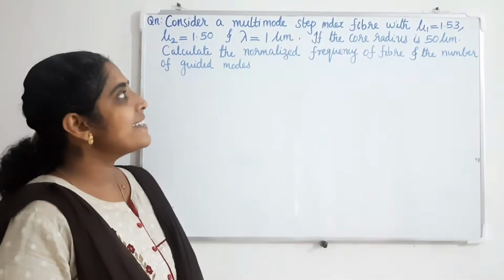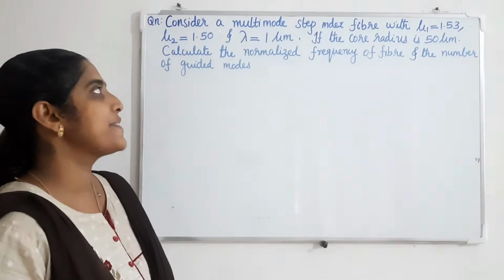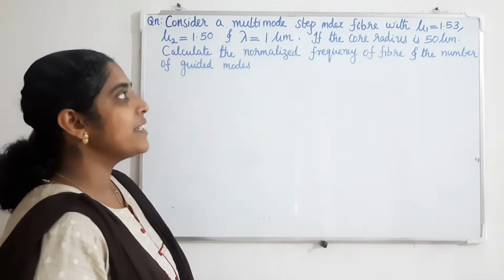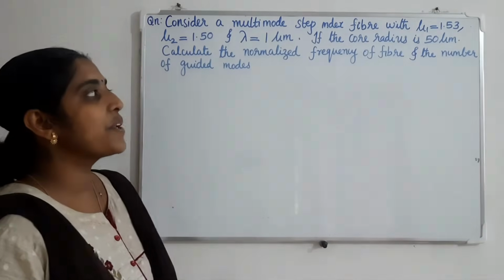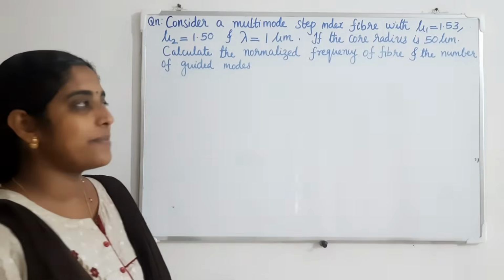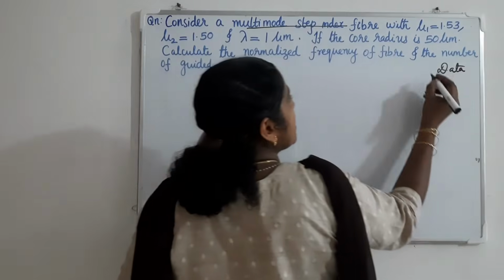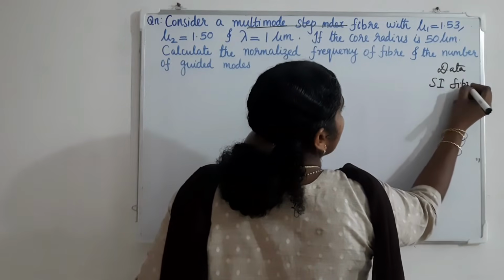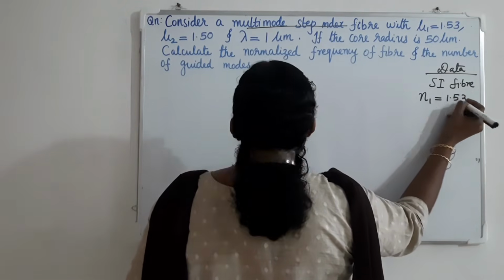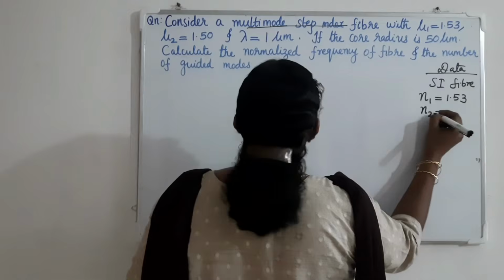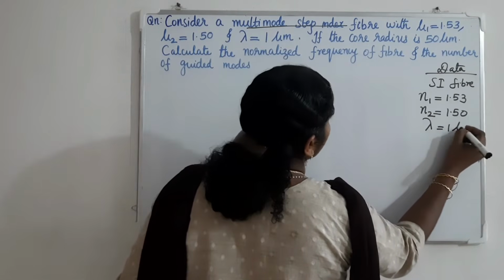Next question. Consider a multimode step index fiber with mu1 equal to 1.53 and mu2 equal to 1.50 and lambda equal to 1 micrometer. If the core radius is 50 micrometer, calculate the normalized frequency of fiber and the number of guided modes. Consider a multi-mode step index fiber, that is SI fiber, with mu1, the refractive index of the core, 1.53, and mu2, the refractive index of cladding, 1.50, and wavelength of light used is 1 micrometer.